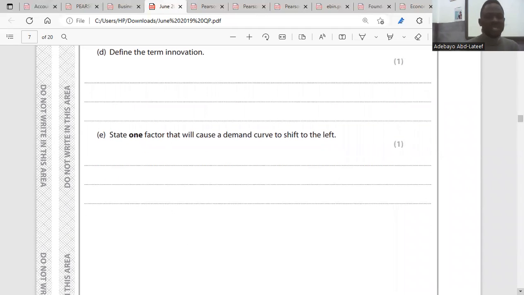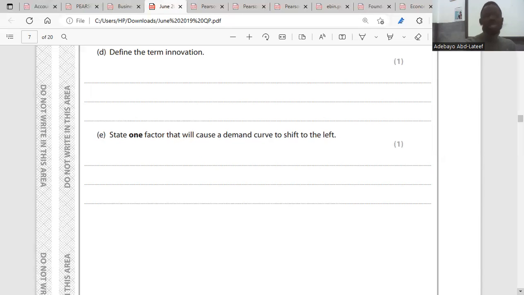They said, state one factor that will cause a demand curve to shift to the left. A shift in demand can be a result of different reasons. One could be the price of substitute goods. If the price of substitute goods increases, the demand curve will shift leftward; if the price of substitute goods reduces, the demand curve will shift rightward. So let's talk about the reasons why the demand curve could shift to the left or to the right. Number one, the price of substitutes.